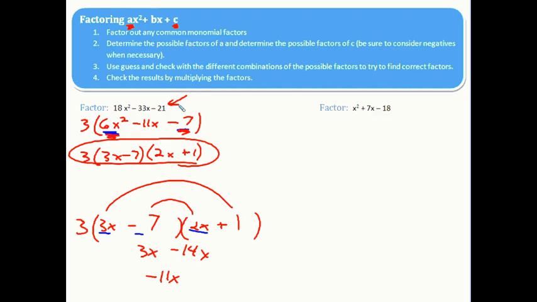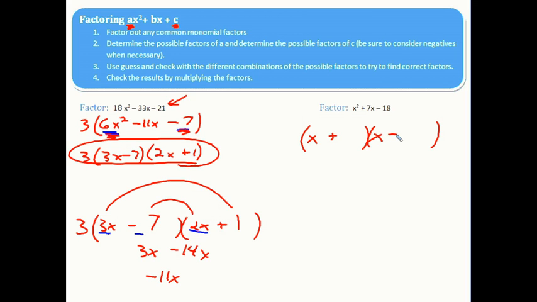Let's come to the next one here. Here we just have an x squared. So how do we get an x squared? Well, we just have an x and an x. And now we can look over at negative 18. We want a negative 18. So to get negative 18, we'll need a positive times a negative.